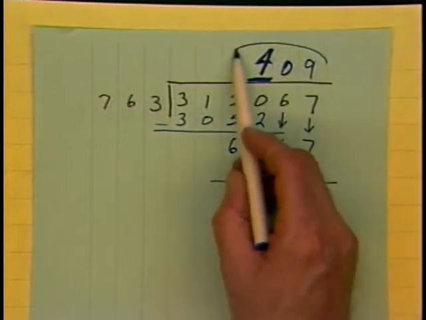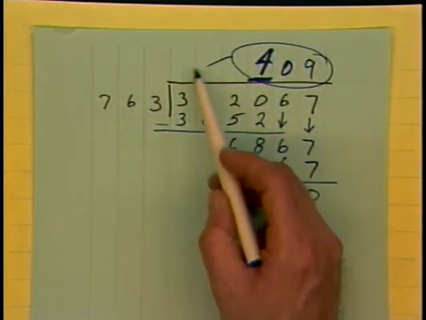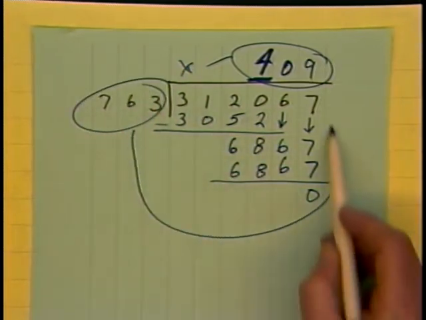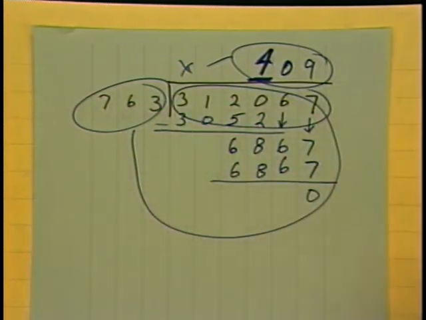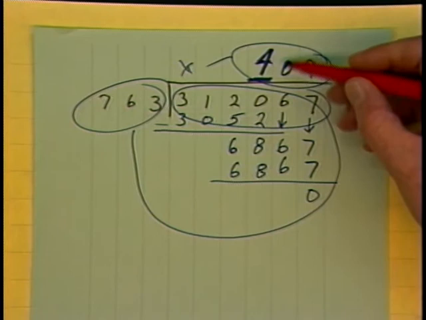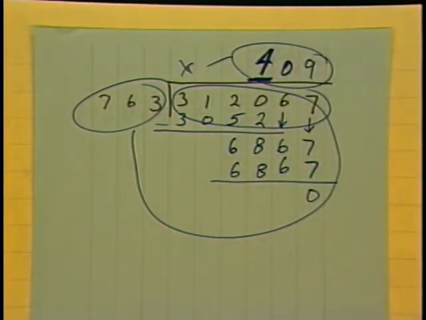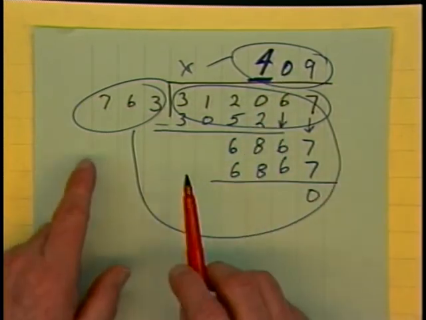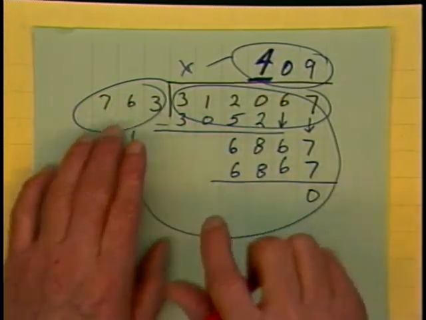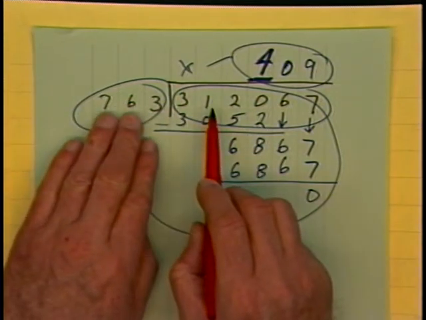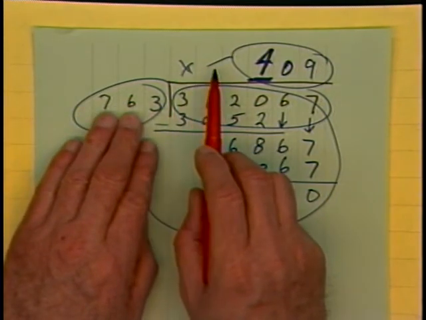Now the check would be, will this times this be equal to my dividend? And it is. The most common mistake students make at this point is to leave this 0 out. Do not do that. And perhaps the reason they left a 0 out is they began by thinking that 763 won't go into 3, it won't go into 31, so we didn't write anything up here.